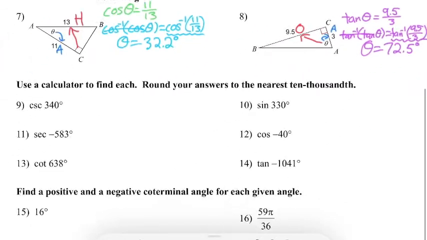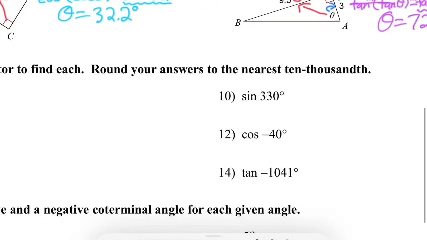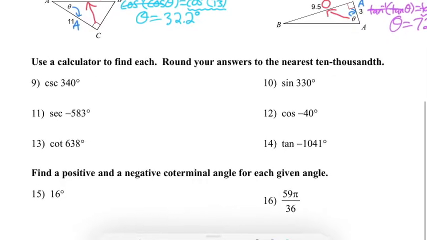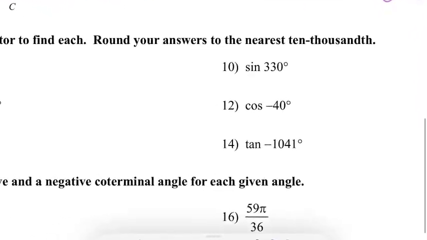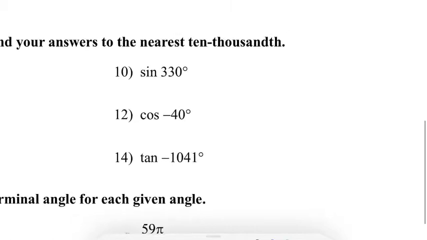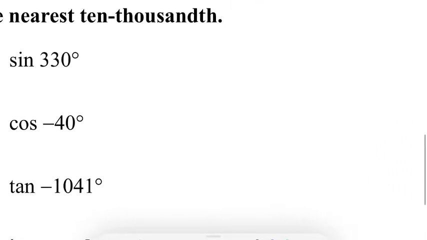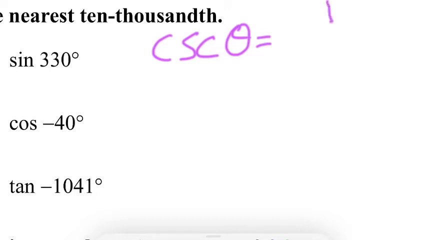Okay, so 9 through 14. I'm not going to do 10, 12, or 14 because you're just putting it into the calculator exactly how it looks. But for 9, 11, and 13, you have to know your reciprocals. So if we were given our cosecant of theta and we wanted it in terms of sine, cosine, or tangent, we would have 1 over sine of theta.